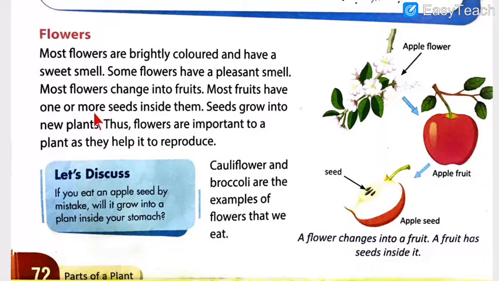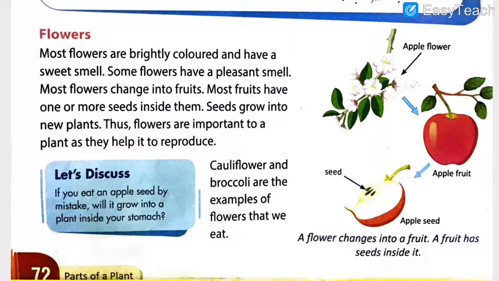Most fruits have one or more seeds inside them. Seeds grow into a new plant. Thus, flowers are important to the plant as they help in the reproduction process. So my dear students, if you carefully observe, every fruit has a seed inside it. So when you sow the seed again in the soil, it grows into a new plant.